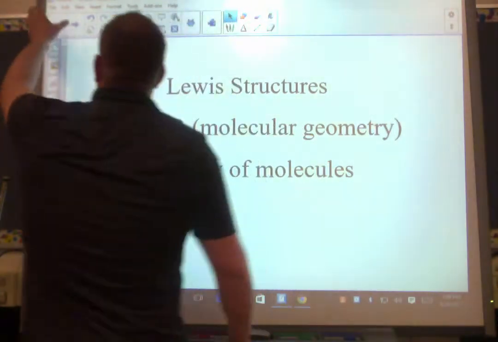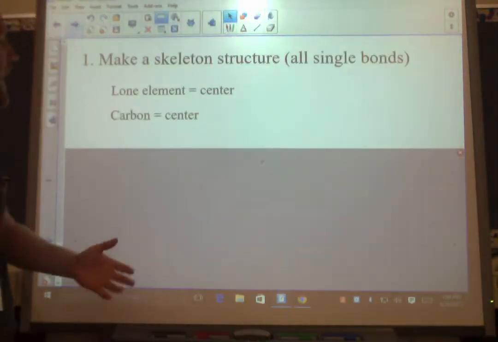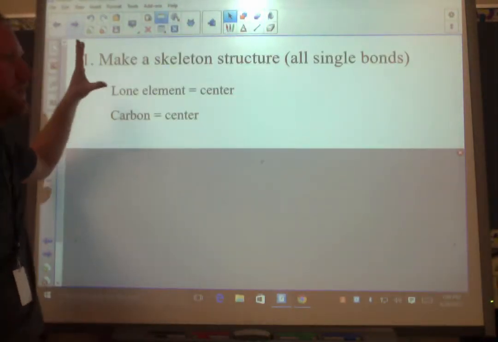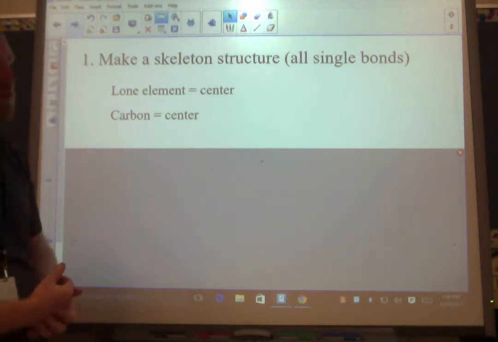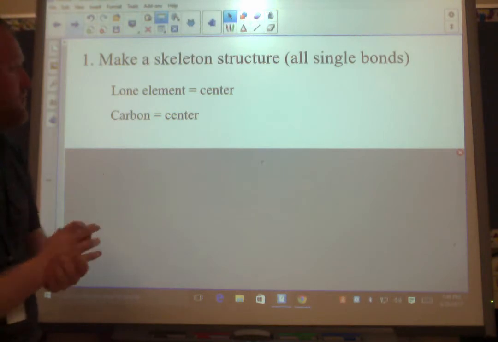So let's start with Lewis structures. I have the basic rules for how to do Lewis structures. I'll explain it now. It might not make that much sense just in text form, but we'll go through some examples and you'll understand it.